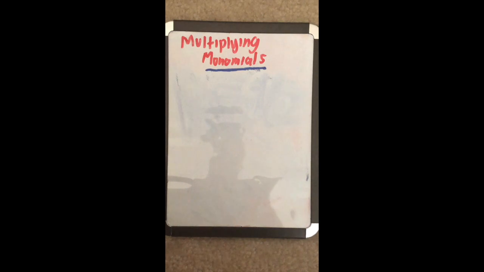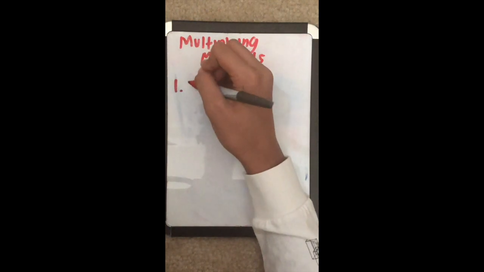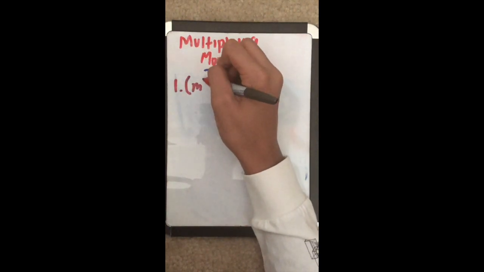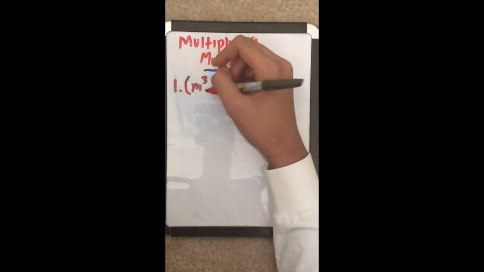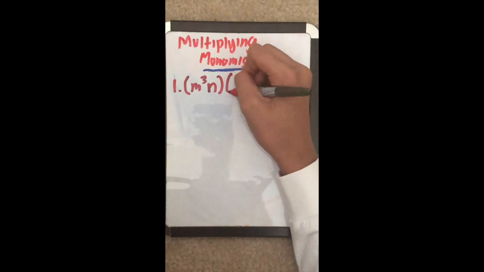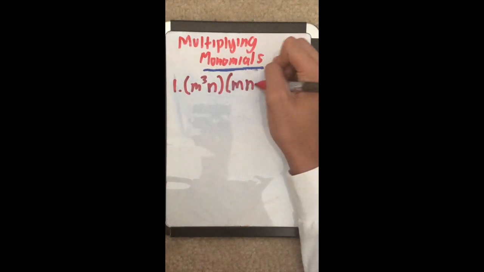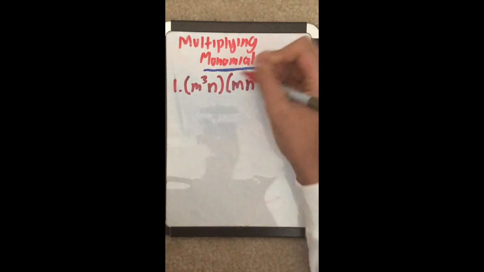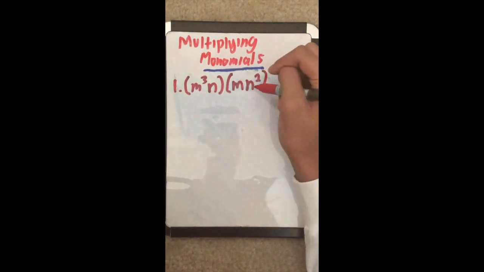So monomials, I'm going to show you what they are right now. Let me start with a quick question, and don't get overwhelmed by this. It looks pretty scary, but it's really not. It's actually a very simple concept that I'm going to try making easy for you guys. So right now our question is (m cubed n)(m n squared).